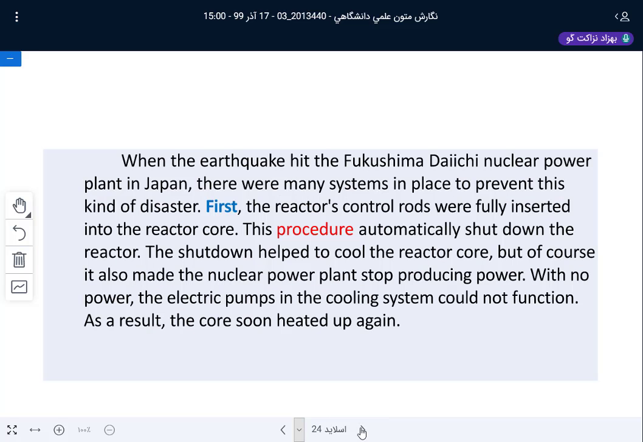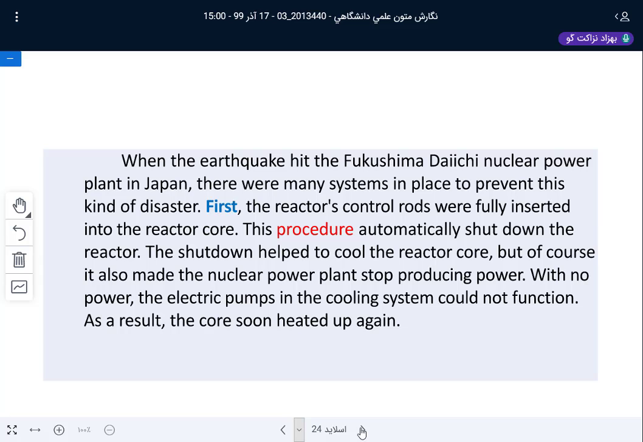Okay. When the earthquake hit Fukushima, so this is the answer to the second question. What happened? How did the accident happen? We learned how nuclear power works, and now let's see how it occurred. When the earthquake hit the Fukushima Daiichi nuclear power plant in Japan, there were many systems in place to prevent this kind of disaster. First, the reactor's control rods were fully inserted into the reactor core.